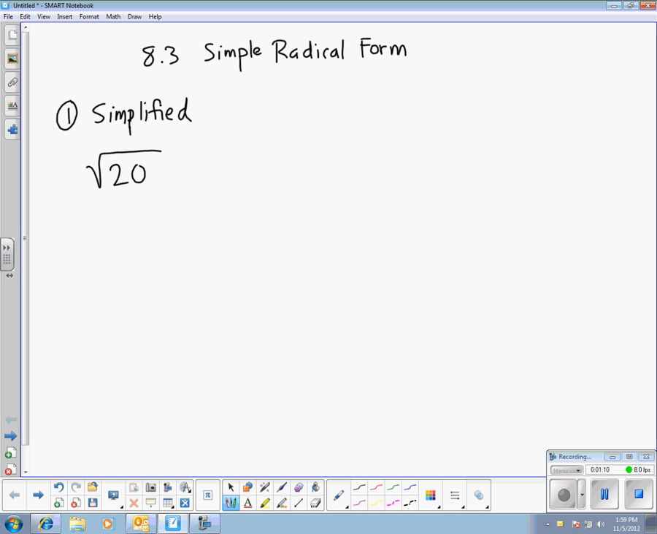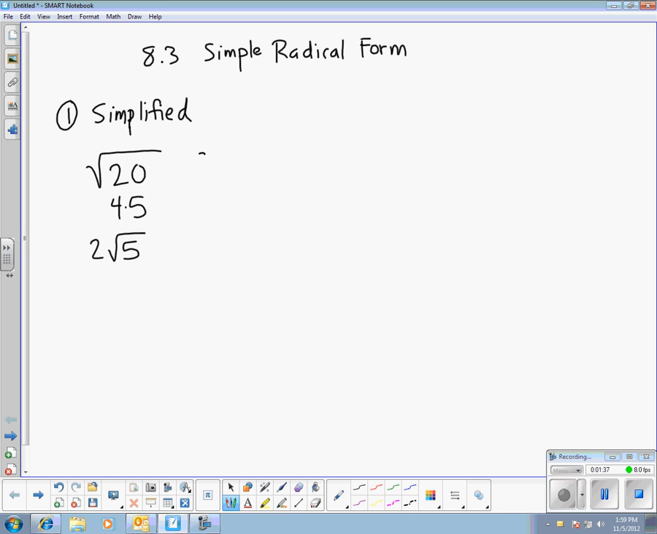In order to be in simple radical form, it has to be simplified as much as possible. I'm pretty sure everyone has simplified radicals before. In this case, the perfect square that goes into 20 is 4, because 20 is 4 times 5. So I'm going to pull the 4 out, and it's going to turn into a 2. You just look for perfect squares that go into the number underneath, and if you find one, you can bring it out and evaluate its square root.